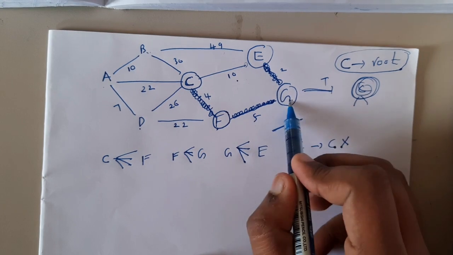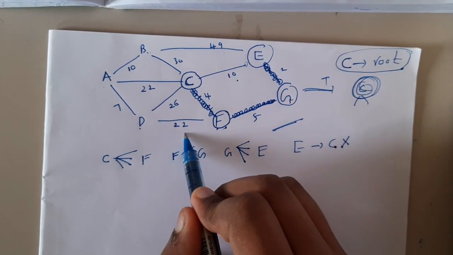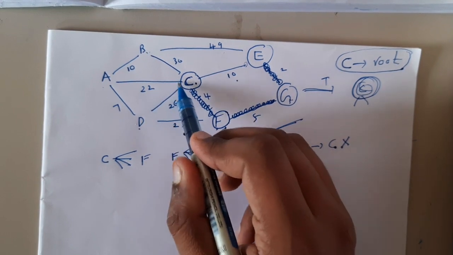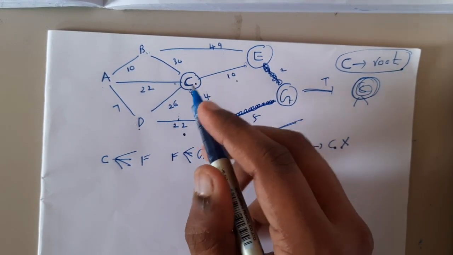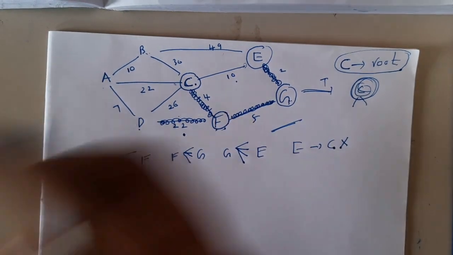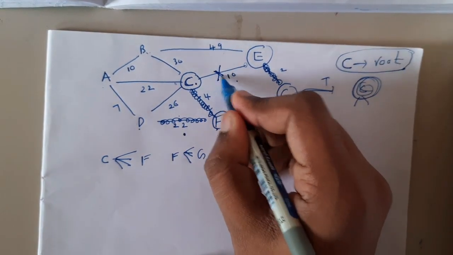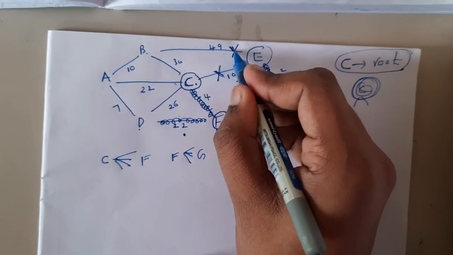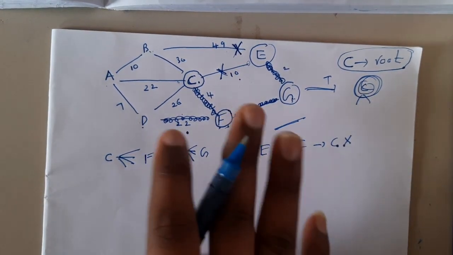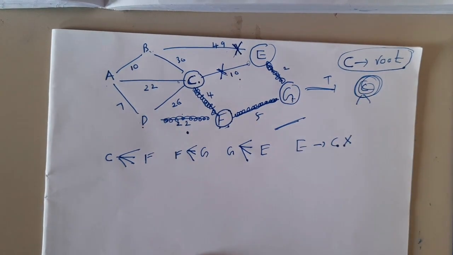From G everything is visited. From F we are having 22. From C also we are having 22. You can select any one of these two 22. Assume that I have selected this one. So in my path I avoided this and I avoided this. Please make some cross marks or anything for your understanding only. It is not mandatory in your examination to make those cross marks. For our understanding I'm just making them.